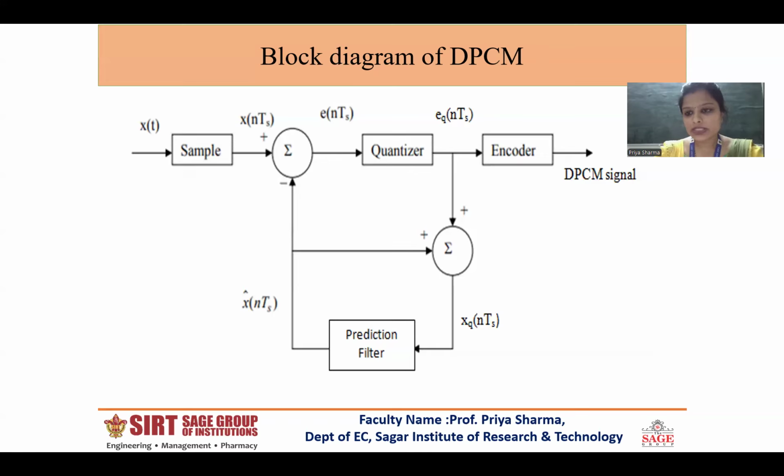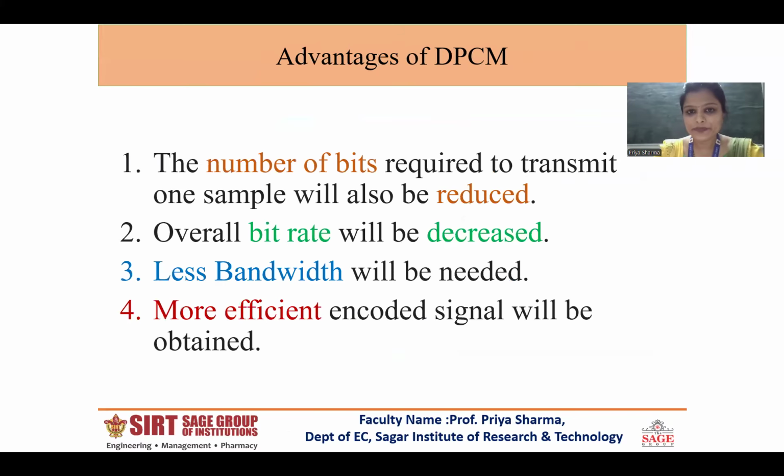In PCM, the analog signal is simply converted to a discrete form, but in DPCM, the difference between the samples and the preceding samples is sent as a signal. Coming to the advantages, the number of bits required to transmit one sample will be reduced, as the name suggests and as we have discussed earlier, because the difference between two samples is being sent. Overall bit rate will decrease automatically, bandwidth will be less, and a more efficient encoded signal will be obtained.